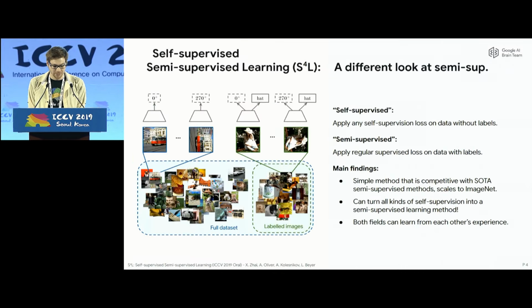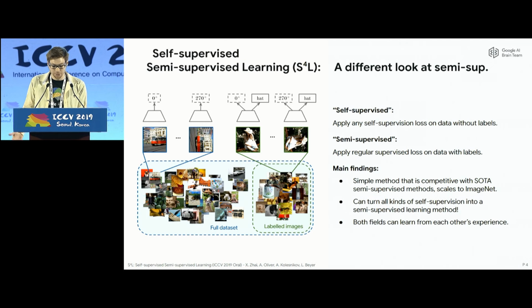So what we propose is to take a different look at semi-supervised learning and basically look at it through the lens of self-supervised learning. So imagine you have a large data set of images and few of them are labeled. Then what we suggest is to apply your favorite self-supervision technique on all of the images, and for those images where you do have a label, also do simple supervised training, and then combine these losses. This is what we call self-supervised semi-supervised learning, or for short S4L.